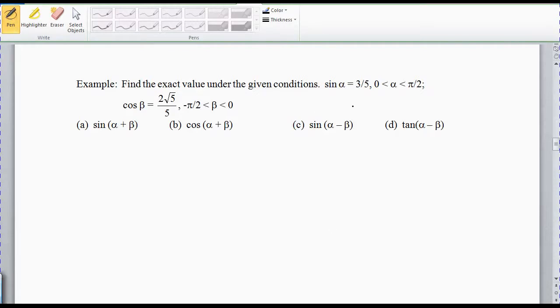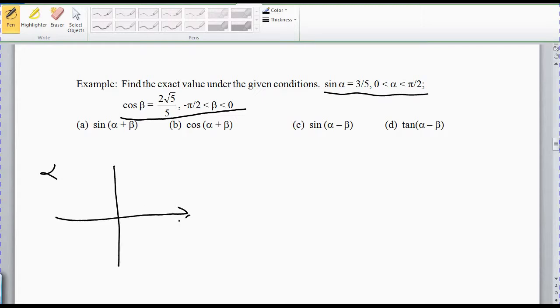Now let's look at this example. We're going to find these 4 values using these conditions. So what I want to do first is look at the information about alpha. Now I know that alpha is between 0 and pi halves, which means it's in the first quadrant. So I'm going to draw a rectangle in the first quadrant. Alpha is my angle, and I know that side y is 3 and 5 is the r, so I need to find this x, and the way I do that is I use the Pythagorean Theorem.